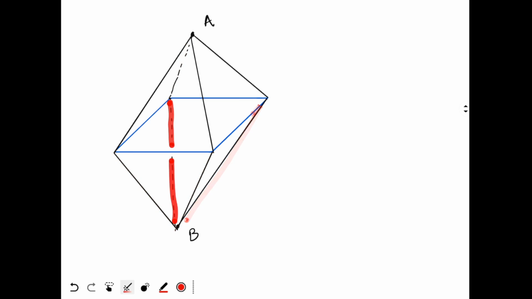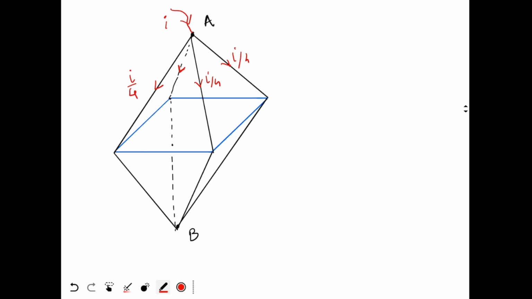Now let's say the current entering at point A is I. Then since all the four paths are identical, the current should split equally for all the four paths. I by 4, I by 4, I by 4, and over here also I by 4.